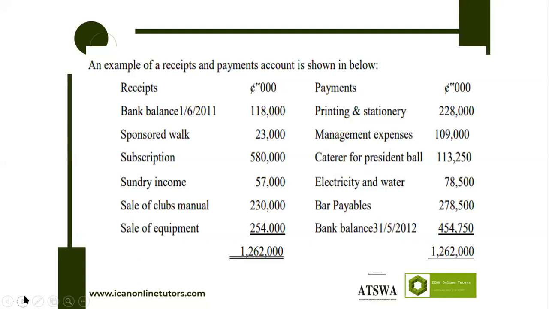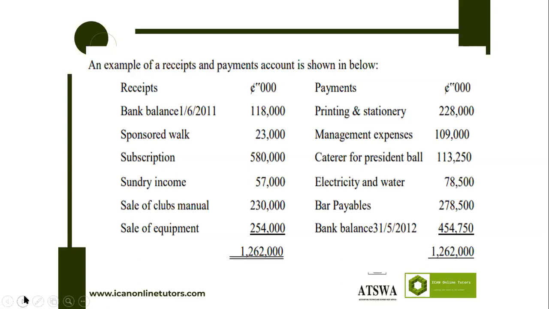Then management expenses. There are those expenses that are being incurred. It could be meeting allowance, it could be traveling allowance for the management. So long as they are expenses, they are recorded on the right-hand side. The caterer for President's Ball: let's say we had a dinner party, and we had to employ the services of a caterer. So we paid the caterer 113,250, and since money is leaving our hands, it's on the credit side.